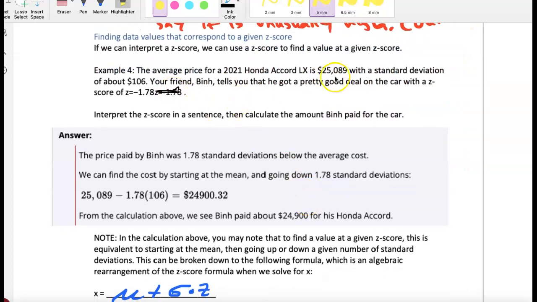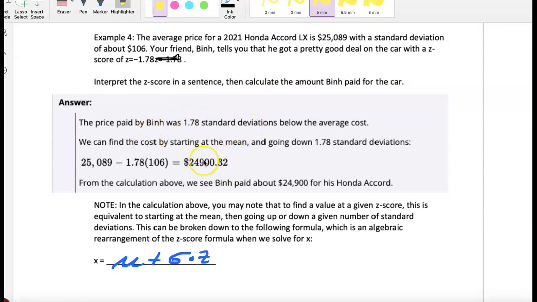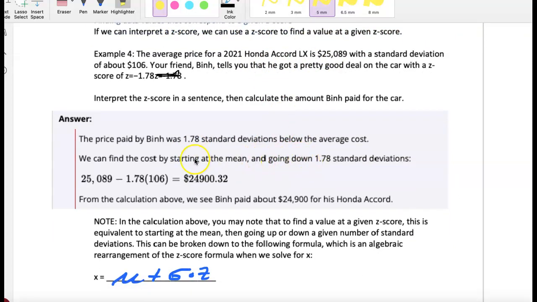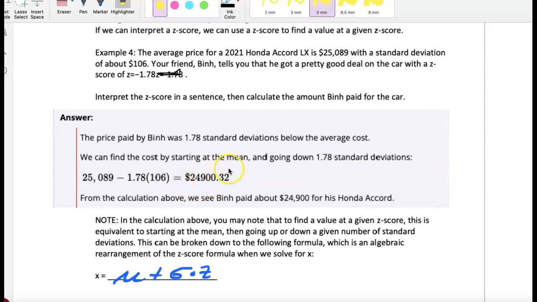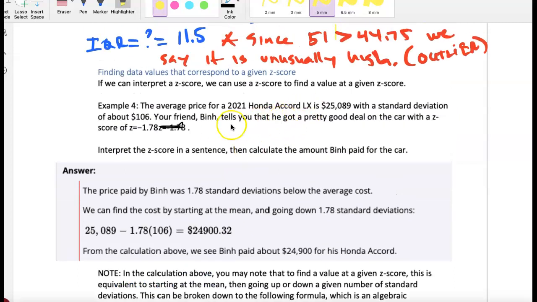So looking at example 4 here, using z-score, right? Based on this situation, you can go ahead and calculate the z-score, right? Once you get a z-score, which is 1.78 below, that means he paid underneath the average price. We can calculate that, and then you can say, okay, with that, we then know by going down 1.78 standard deviations, we get this value here, right? And that will then allow us to figure out how much they paid based off of this amount, right, because of the z-score.